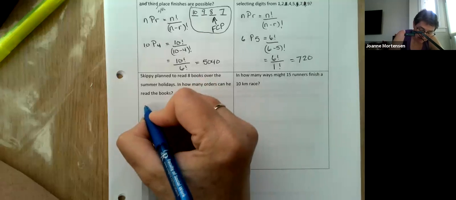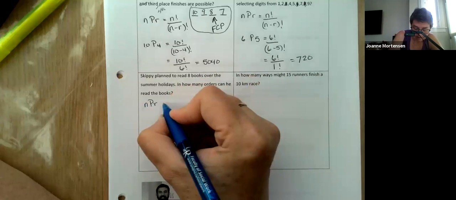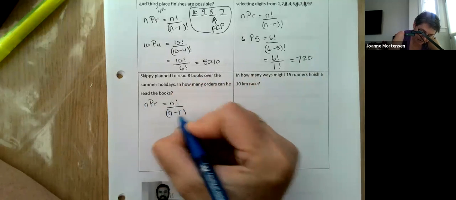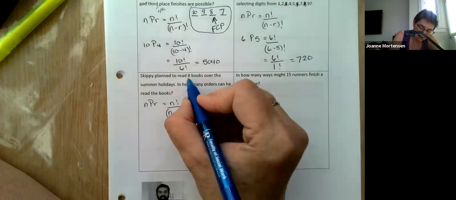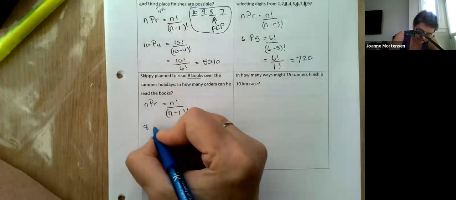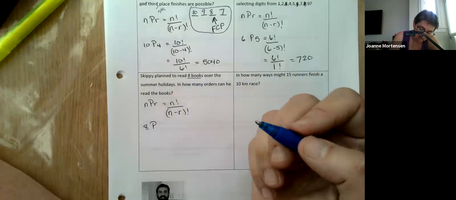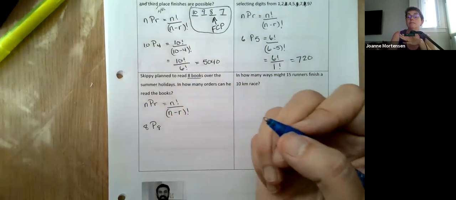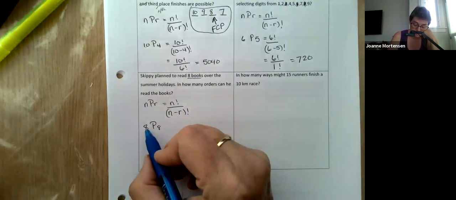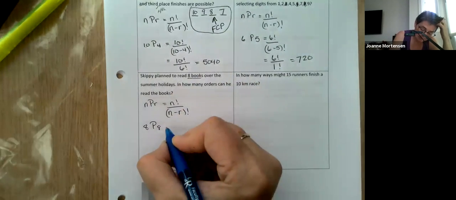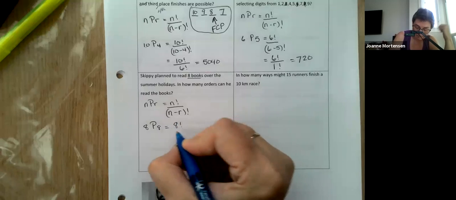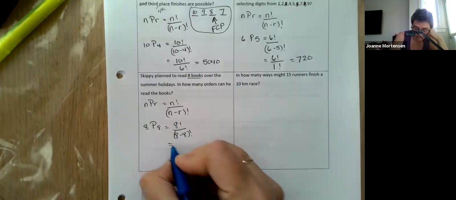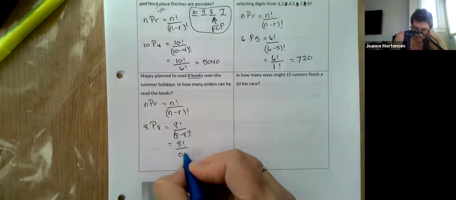Let's see. So we got nPr. This is equal to n factorial over n minus r factorial. And he's going to have 8 books. And he's going to read them all. Right, 8P8. So when you're using all of them, those 2 numbers can be the same. That's okay, is what I'm trying to say. It's going to be 8 factorial over 8 minus 8 factorial. It's going to be 8 factorial over 0 factorial.